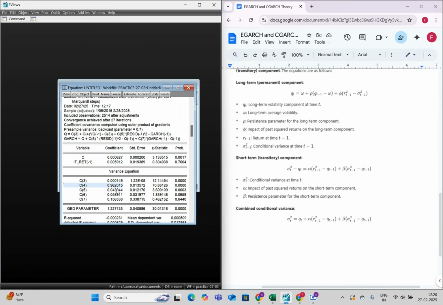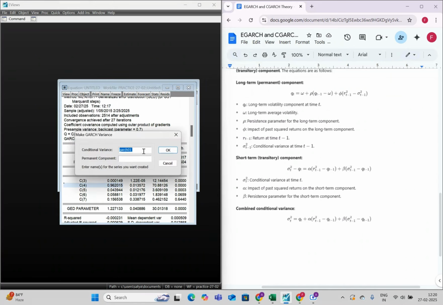We can also plot this data set. We can write the conditional variance as CV and the permanent variance as PV. So total volatility, which is given by this conditional variance, is actually the addition of the permanent component as well as the transitory component of the volatility series.